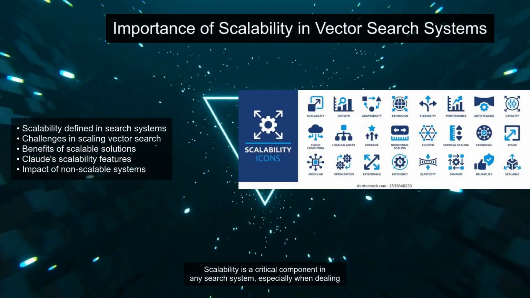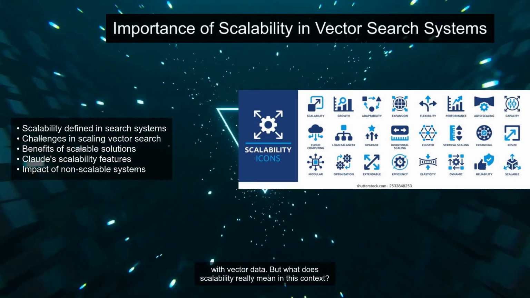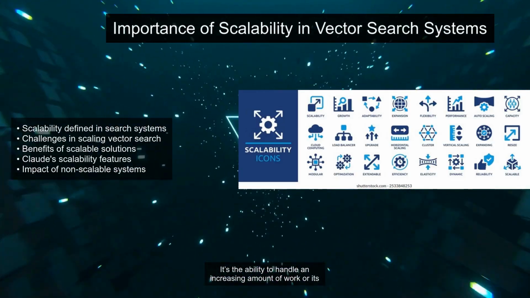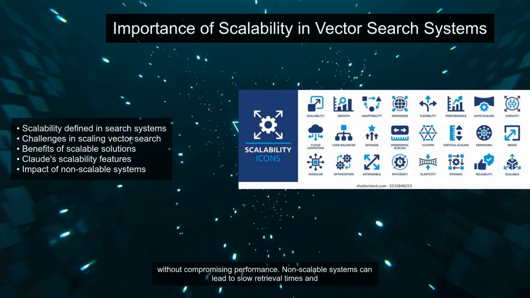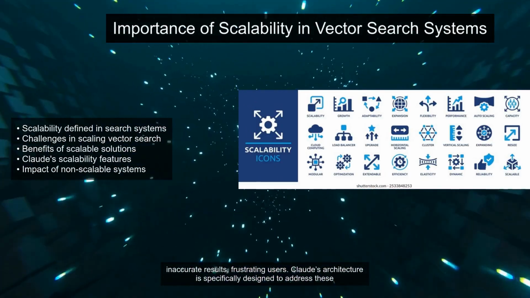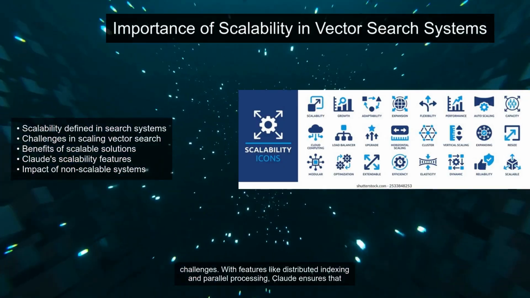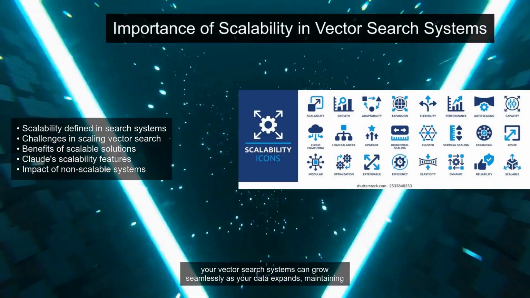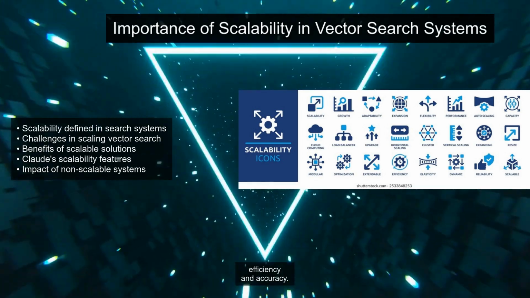Scalability is a critical component in any search system, especially when dealing with vector data. But what does scalability really mean in this context? It's the ability to handle an increasing amount of work or its potential to accommodate growth. For search systems, this involves managing growing datasets without compromising performance. Non-scalable systems can lead to slow retrieval times and inaccurate results, frustrating users. Claude's architecture is specifically designed to address these challenges. With features like distributed indexing and parallel processing, Claude ensures that your vector search systems can grow seamlessly as your data expands, maintaining efficiency and accuracy.